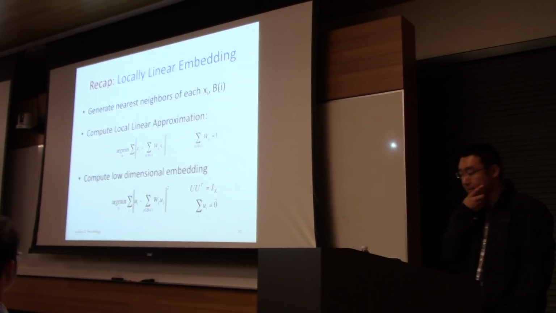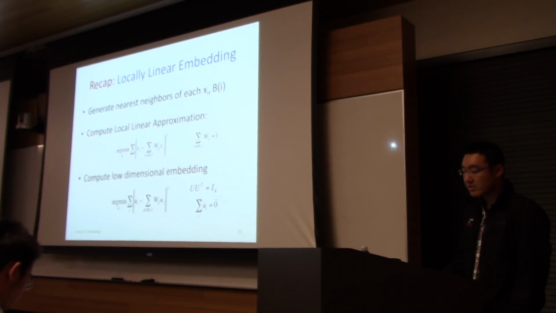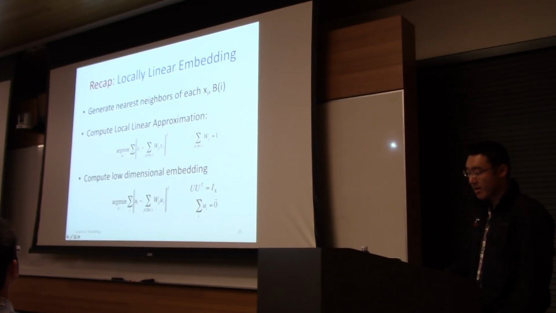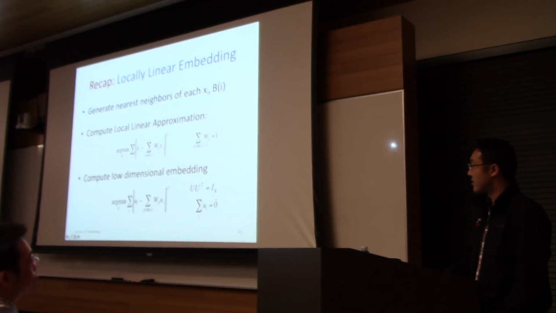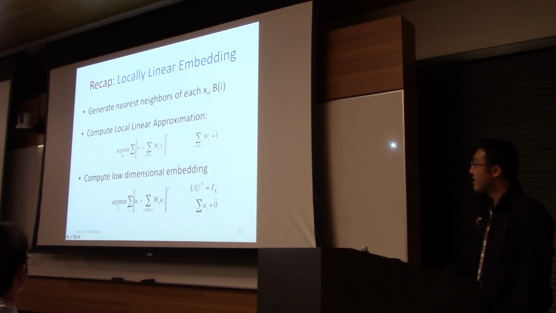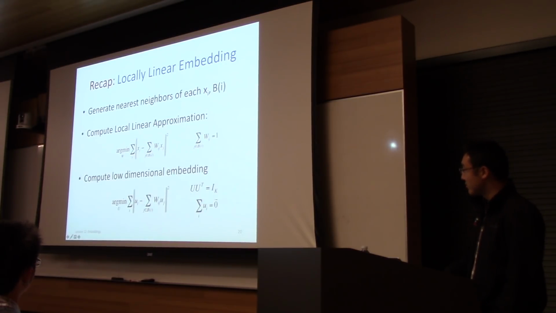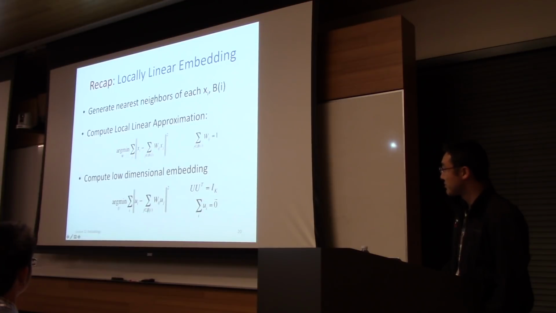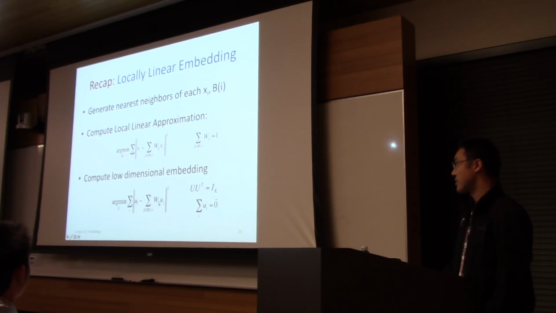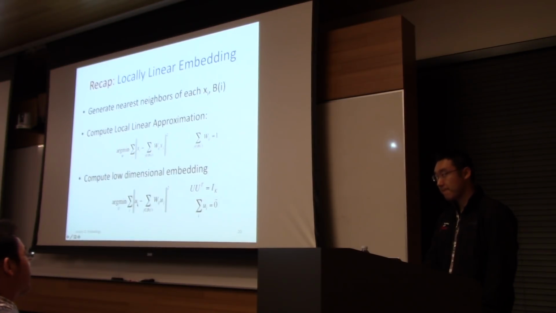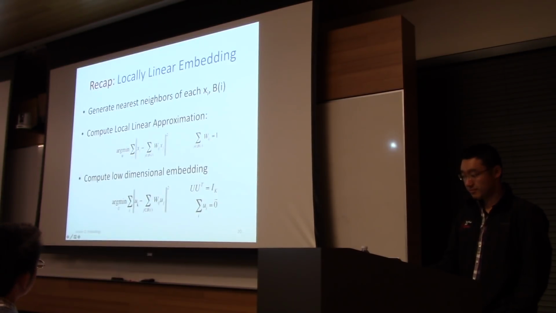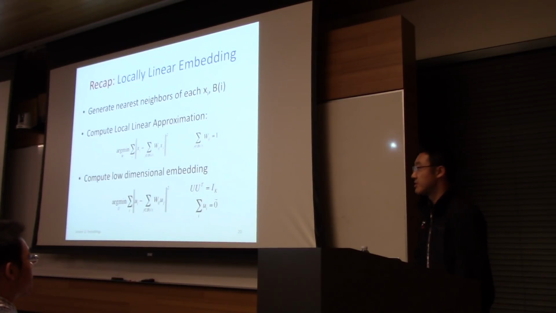So just to recap this approach, the first thing we do is generate neighbors for every data point. We compute a local linear approximation of every data point as a function of its neighbors, subject to convex constraints. Then, once we've learned this local linear relationship of every data point with respect to its neighbors, we learn a lower dimensional embedding that preserves this relationship as well as possible. And this embedding is learned for every data point simultaneously. Any questions on this whole procedure?